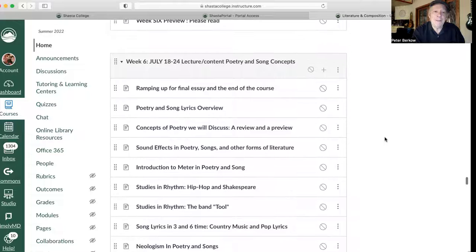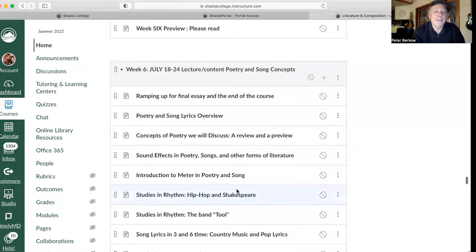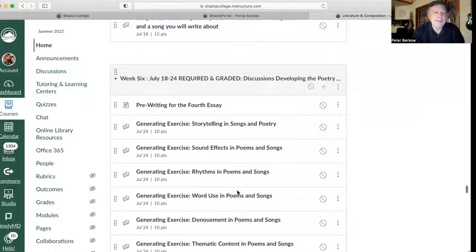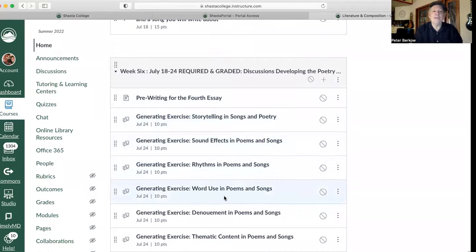See, when we get to week 6, we're getting the lecture material on poems and songs, and then we're immediately going into the generating exercises between July 18th and July 24 to write about your poems or your poem and your song. And so we have to make a decision before week 6 about what you're going to write about. So if it was an 18-week semester, we'd have a little bit more time to make that decision.